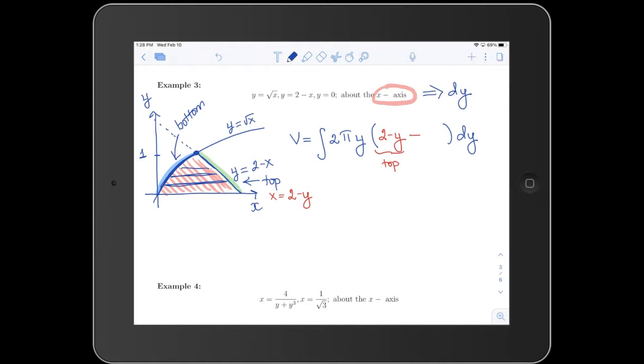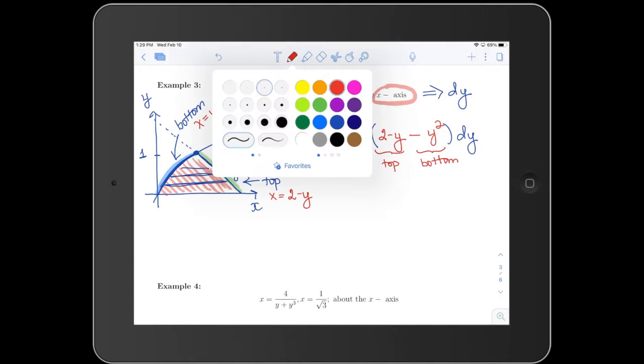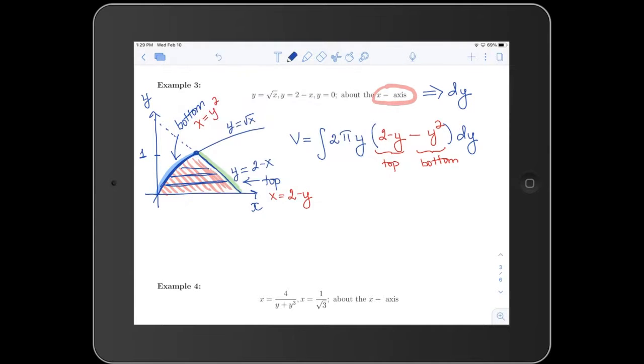Okay, in terms of y, what is that? Okay, this is x is equal to y squared. So that's going to go in here. Okay, and that's the setup. All right. So why would root x not be the top function?